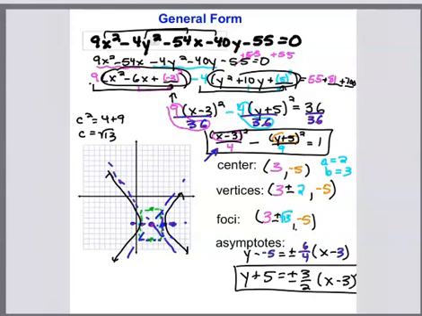Okay, so that was a lot, but that is graphing hyperbolas. We're going to have one more section. It should be shorter, but it is how to write equations for hyperbolas. If you have any questions, make sure and ask your teacher.